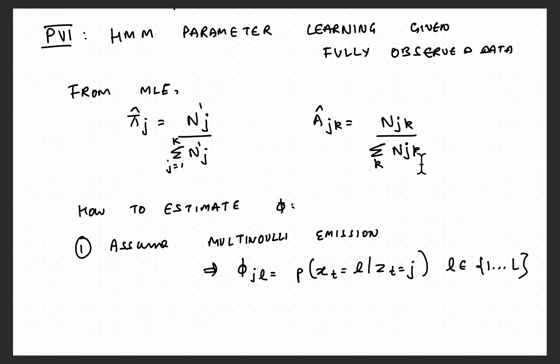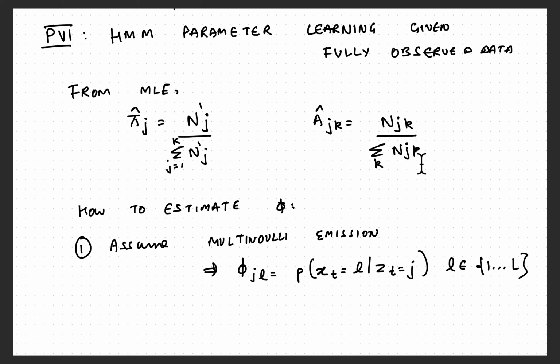So the basic idea behind estimating phi firstly involves understanding what phi tells you, what phi represents. So is the observation sequence multinomially distributed or is it normally distributed? Based on that, we can calculate the parameters. In case one, we consider the multinomial emission. That is, we are writing phi of JL as the probability that you're observing the Lth symbol.